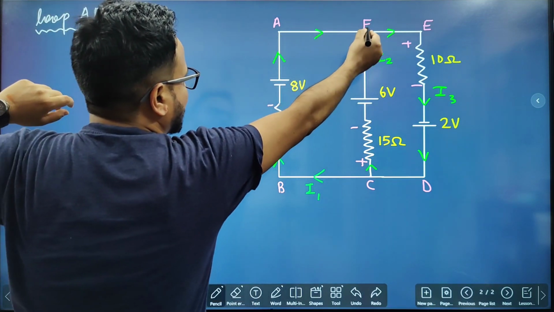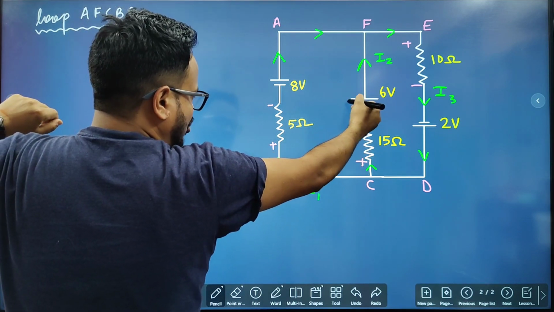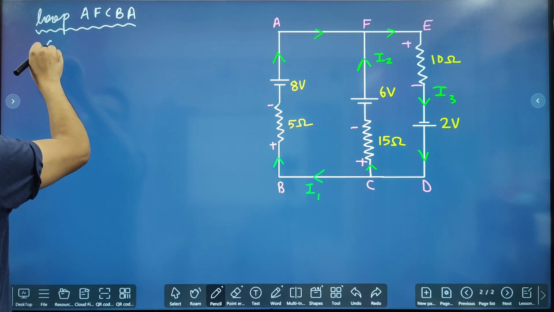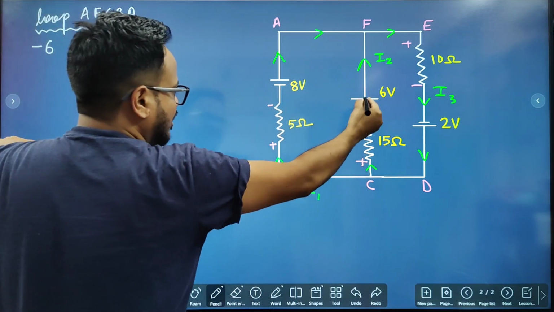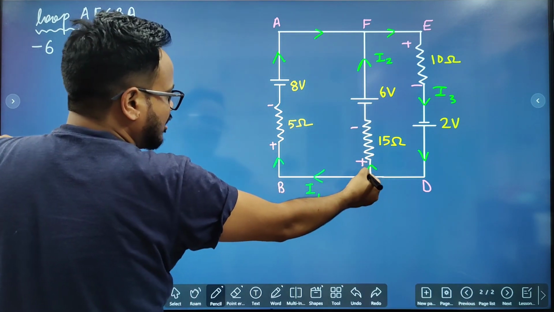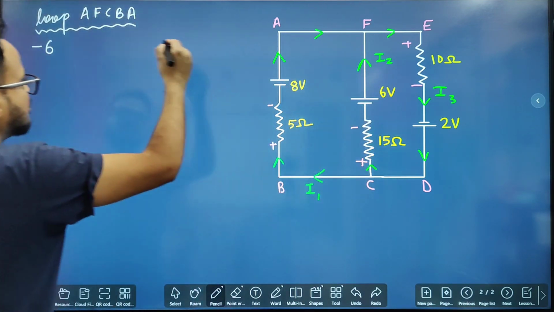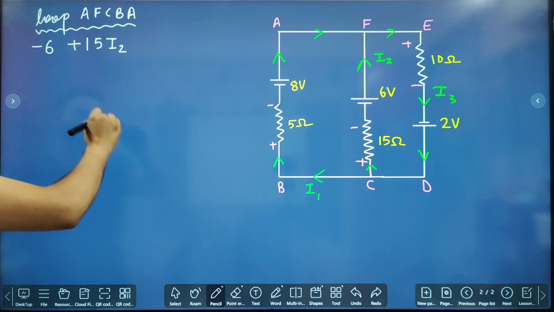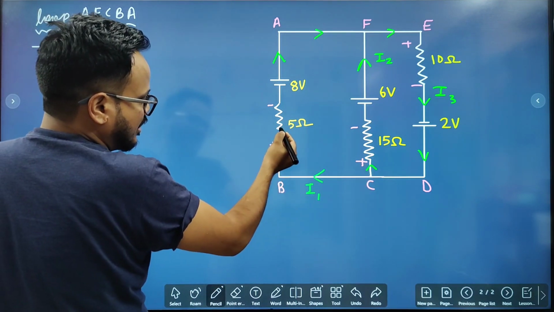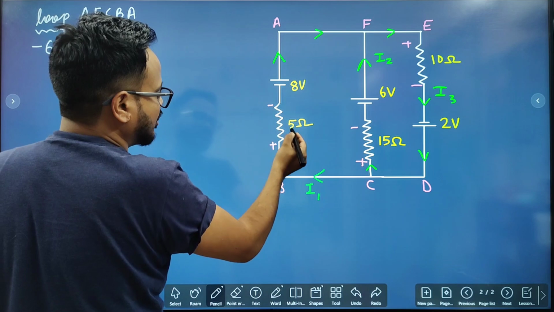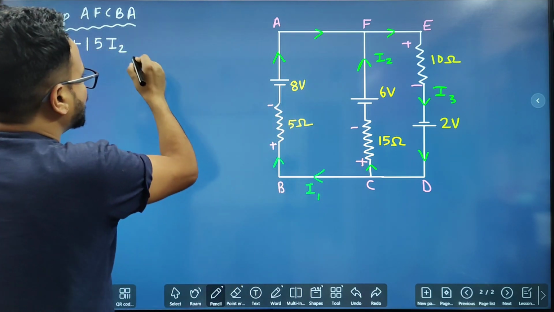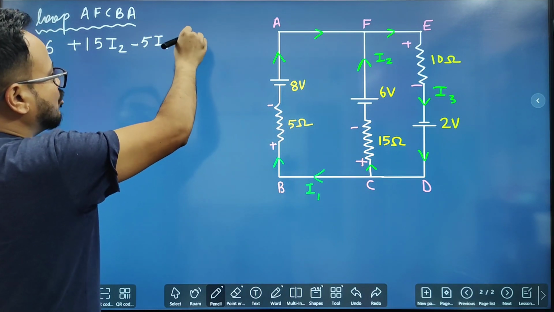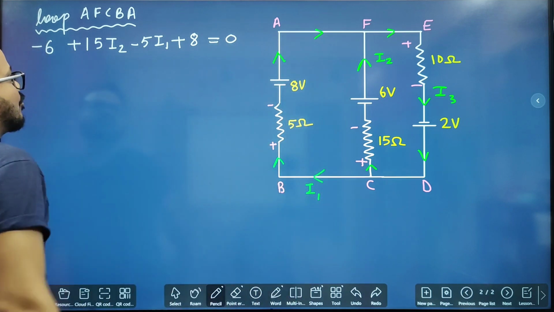Starting from A, let us move in this direction, and the first component is this cell, and we are going from positive to negative. That means we are going in the decreasing potential direction, so we will write minus 6. Now negative to positive, increasing potential, the current in this branch is I2 and the resistance is 15, so we will write plus 15 I2. The next component is this, we are going in decreasing potential, and the current in this is I1, so minus 5 I1 and plus 8. The loop is complete. The answer is 0.